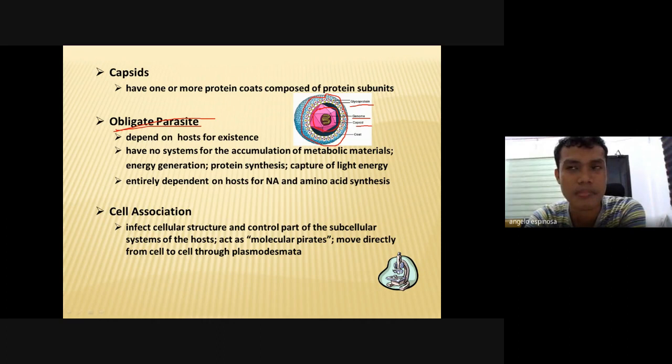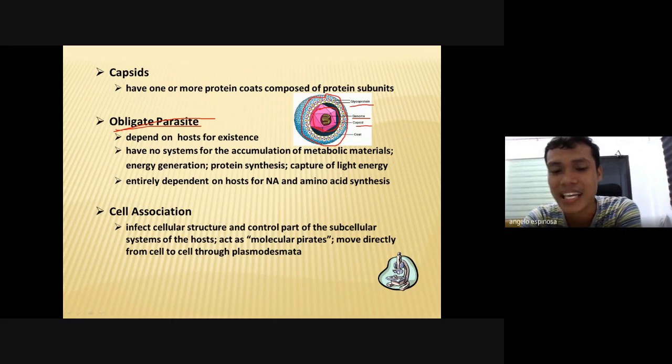Always remember, as what I have said, that virus affects only cells. That's why it has a cell association. Infect cellular structures and control part of the subcellular system of the host. Act as molecular pirates. Para siyang molecular pirates. Move directly from cell to cell through plasmodesmata. Sa plants, dumadaan siya sa plasmodesmata.